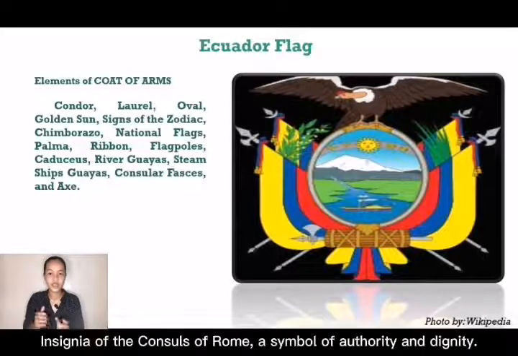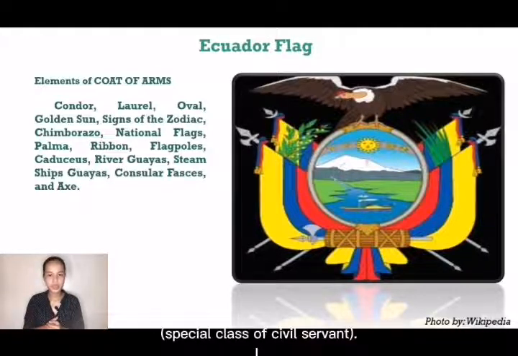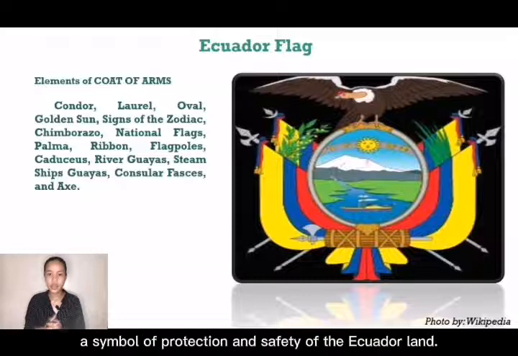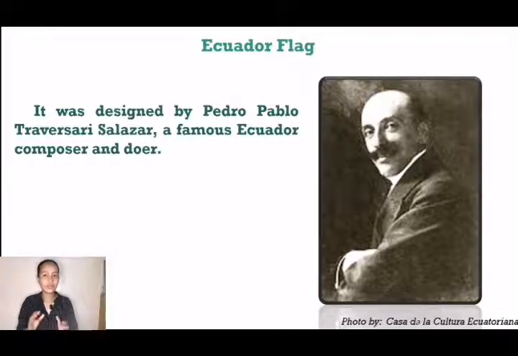Consular pieces. Insignia of the consuls of Rome, a symbol of authority and dignity. Axe. Large axe that formed part of one of the fasces of the Roman lictors. All main symbols are located over the oval shield, a symbol of protection and safety of Ecuador's land. It was designed by Pedro Pablo Traversari Salazar, a famous Ecuadorian composer and doer. So, that is the meaning of the Ecuadorian flag designs.